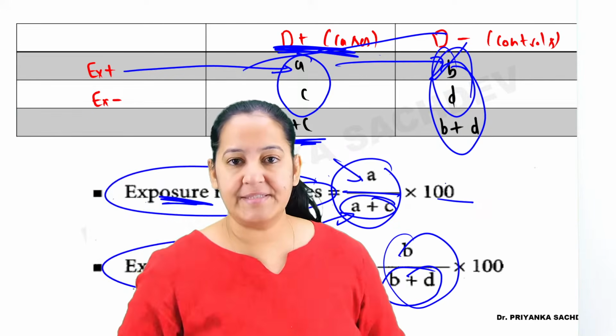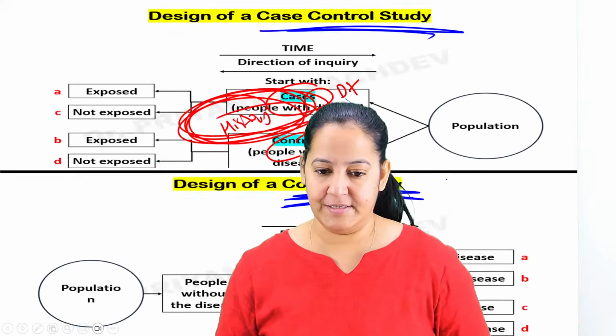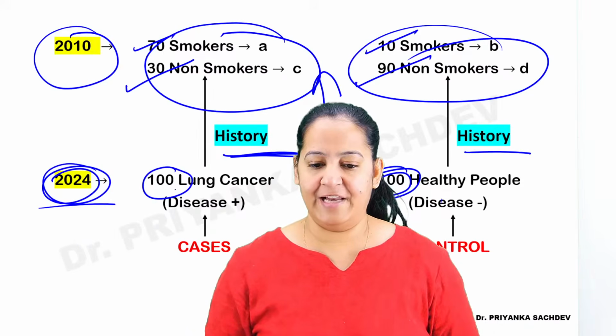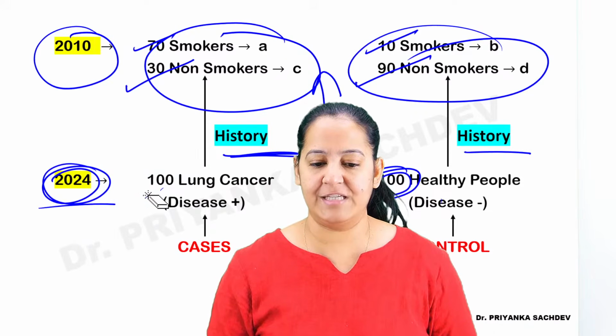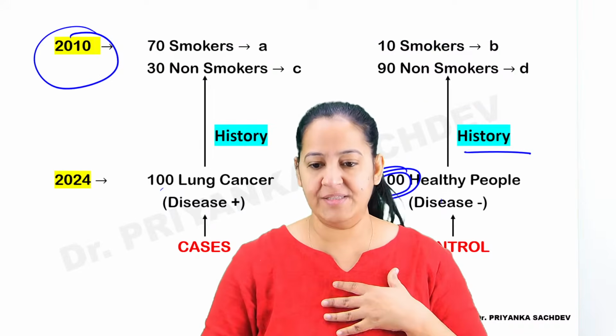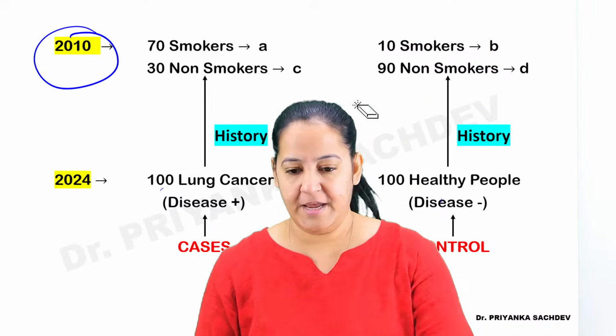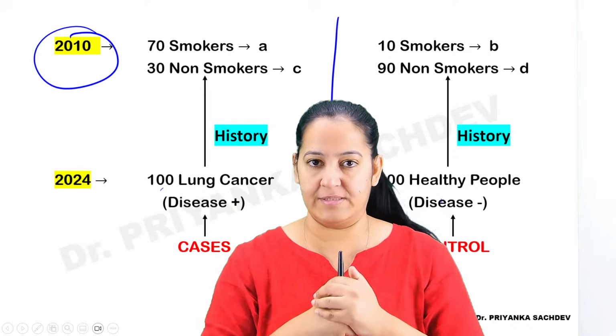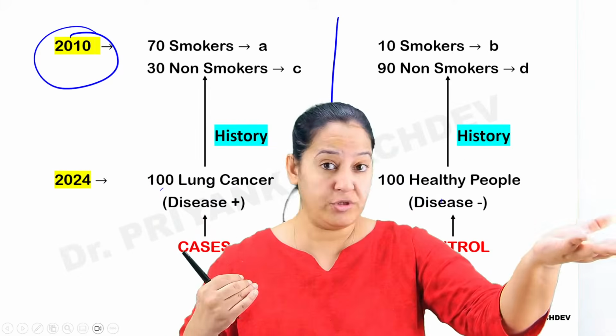Now I have given you an example. Let me go to that slide. Listen. You can see this example and we can calculate the exposure rate in cases as well as controls. The numbers are given in front of you. Just suppose I'm doing this study and I got this result. Imagine I'm the investigator. There are 100 cases this side, there are 100 controls this side. They all have lung cancer and they don't have lung cancer.